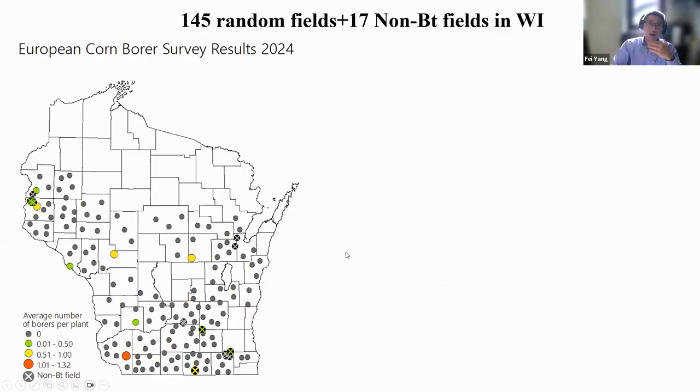Similarly, our neighboring state, Wisconsin, also did a European corn borer survey during 2024. They tested a total of 162 fields. Similar to what we observed in Minnesota, most locations have very low pressure of European corn borer, but we have 15 fields, almost 9% of these 160 fields, with hot spots.